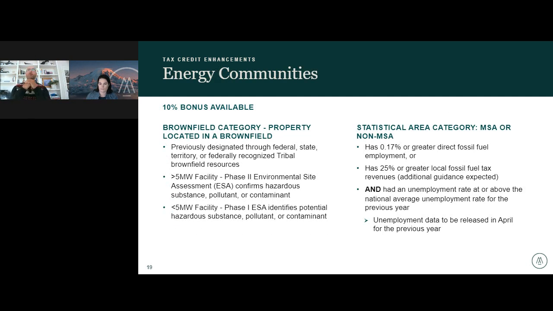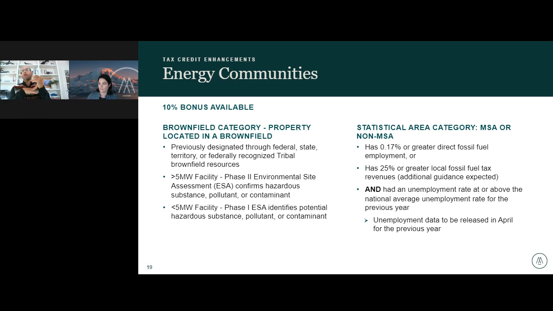All right, the next enhancement is related to the energy community. So as I indicated, this is a 10% bonus, and we think of this as really location-based. You're either in an energy community when you start construction or you're not. And it is measured at the start of construction. And there are 3 ways that you can qualify for being located in an energy community.